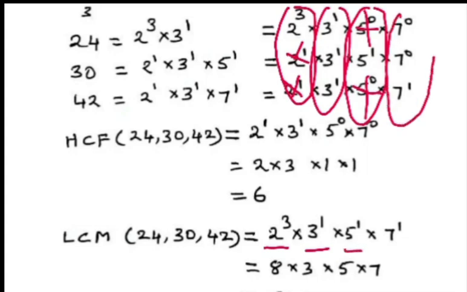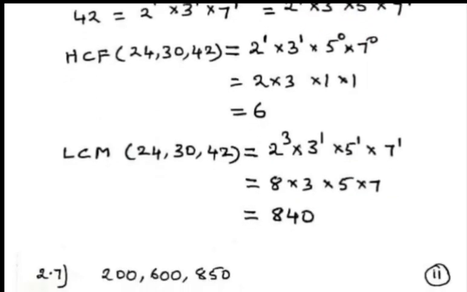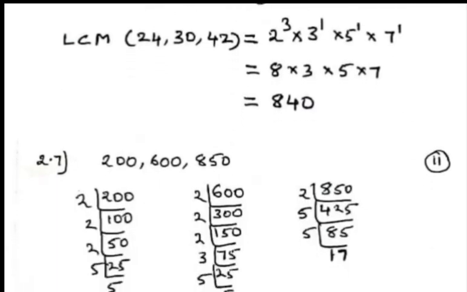And in this one, 7 power 0 is rejected. 7 power 1 is considered. So the LCM is the product of 2 power 3 multiplied by 3 power 1 multiplied by 5 power 1 multiplied by 7 power 1. This gives us this result. LCM is 840. Now we consider another problem.